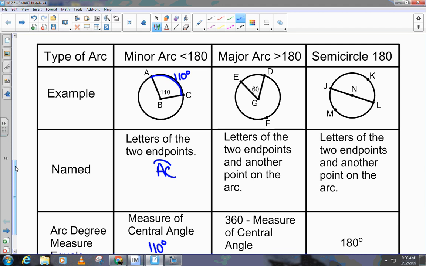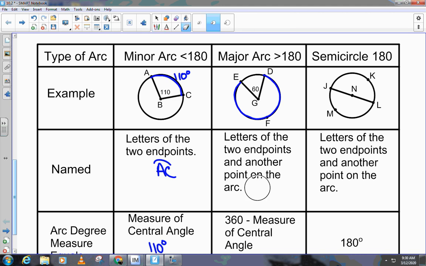A major arc is greater than 180. It's bigger than half a circle. Okay, so this right here is a major arc. Okay, and I wouldn't want to name it arc DE because you would think I was talking about this little bitty one. So when you have a major arc, you have to use a third point, which gives it direction. Okay, so you would name it arc DFE.